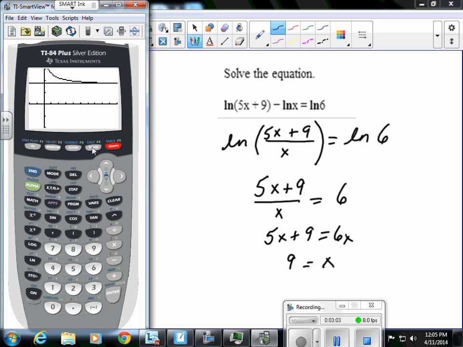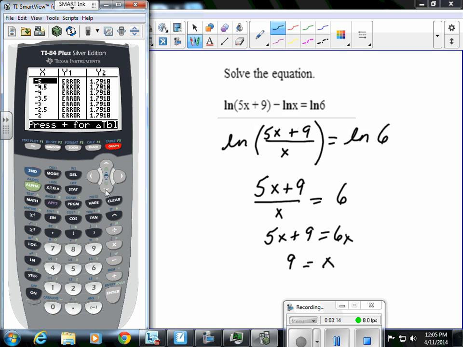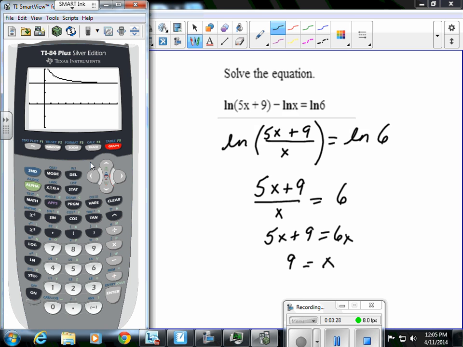I'm not going to use the trace because I can't get the exact intersection. And even if I go to table, it's going to be almost impossible to see that exact intersection because it's such a long decimal there. So instead, on my graph, I'm going to use second, calculate, and I'm going to go to number 5, intersect.